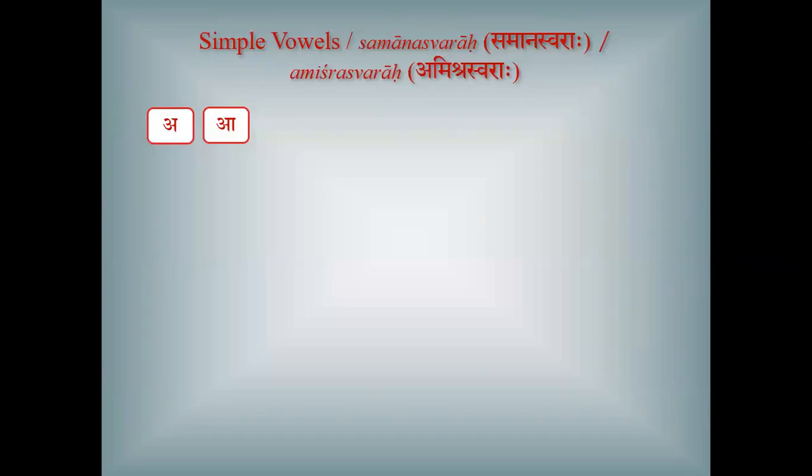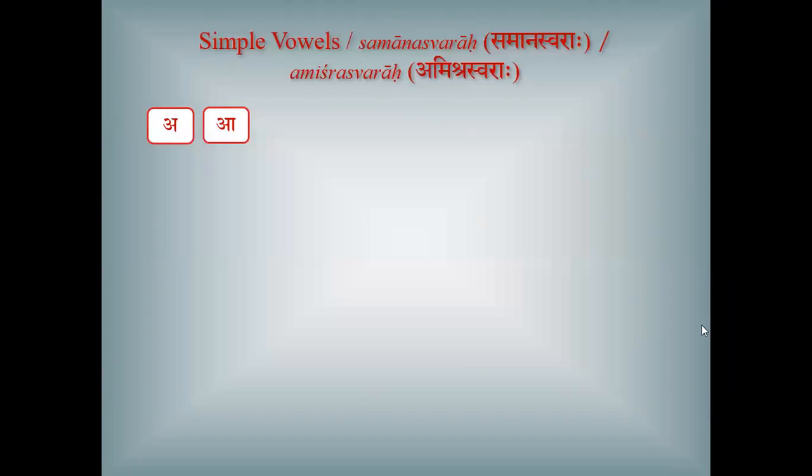So, A, Ā. A is short, Ā is long. These are produced from the throat. When you pronounce, you see that it is coming from the throat, not just from the periphery of the mouth. It should come from kanta, throat. Not just opening the mouth and expelling the air. Not ha. It is a.